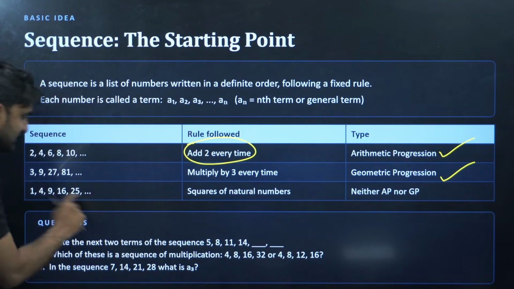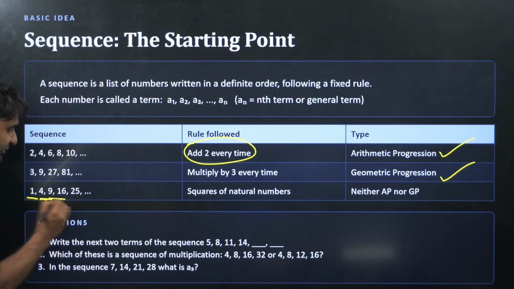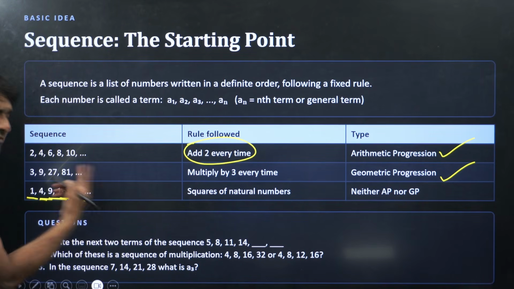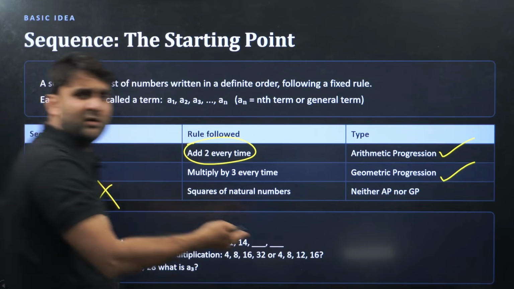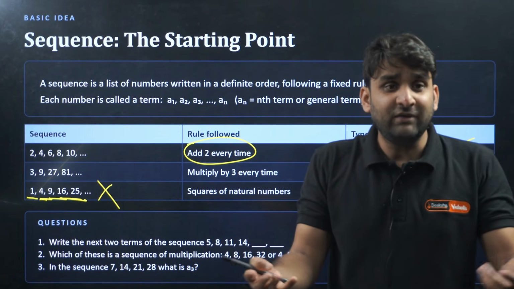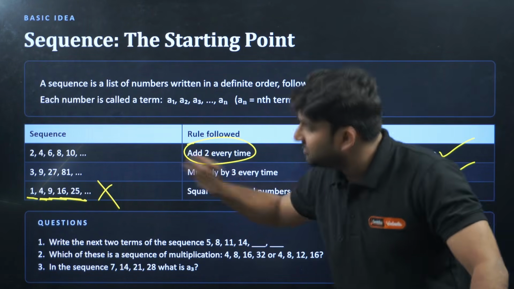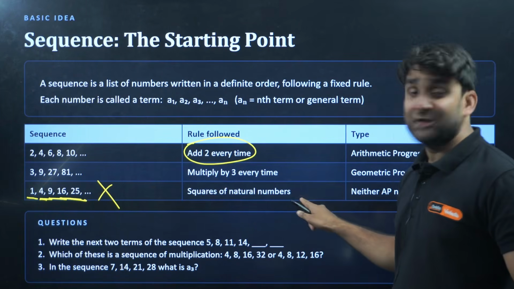But if you look at this third sequence, after 1 comes 4, then the difference between 4 and 9 is 5, then the difference between 9 and 16 is 7, then the difference between 16 and 25 is 9. So this is not following a rule. These numbers are random. The third sequence is not following any rule, right everyone? So basically it is neither AP nor GP. But this is the square of natural numbers, we can say.